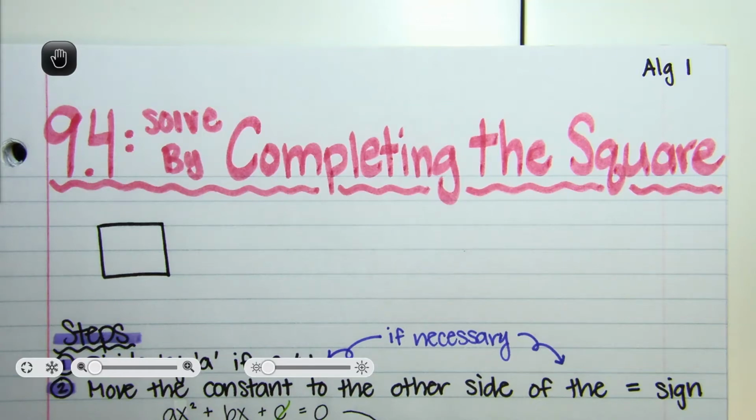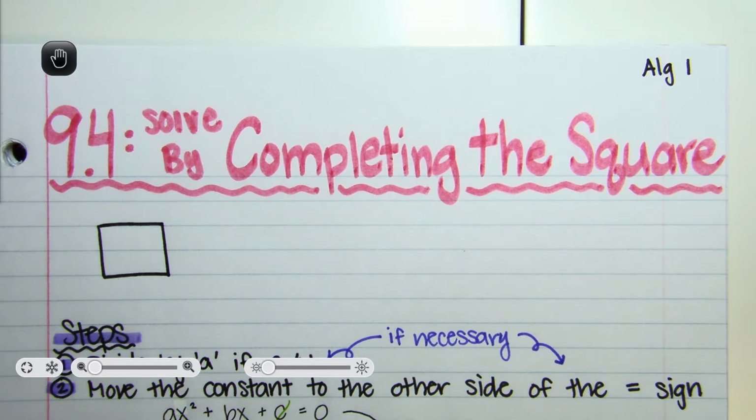Hi everybody, so today we're going to be doing notes on section 9.4, which is solving by completing the square. So far we've looked at solving by factoring and solving by taking the square root. So this is a new way of solving, but it's also going to incorporate taking the square root as well. So we'll see that pop up again.